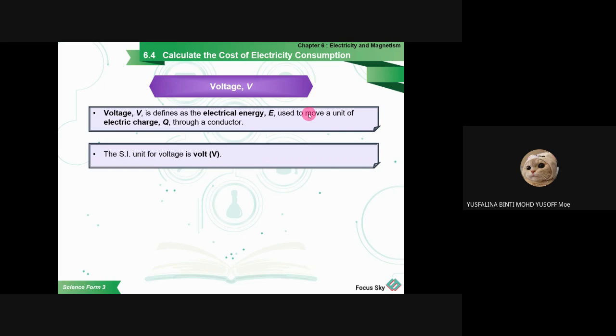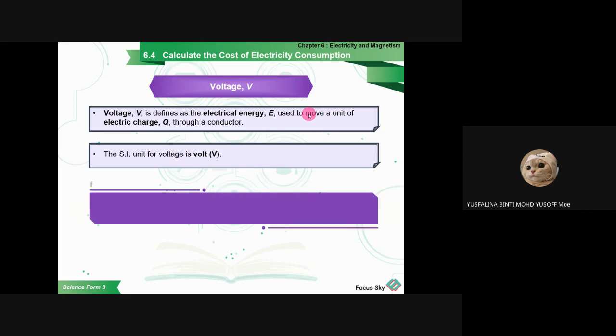The SI unit for voltage is volt. I'm sure you already know this when you learned electricity in Form 2, the parallel and series circuits. So this is the formula for voltage: V equals E over Q. There are a lot of formulas in this part. E is the energy in joule, and the electrical charge Q is in coulomb.